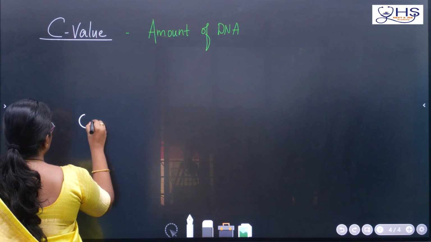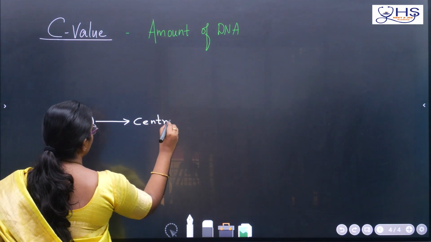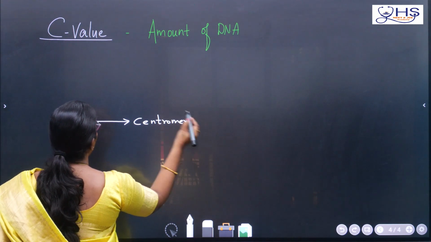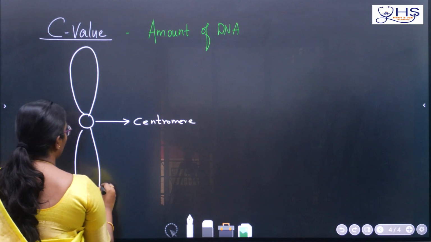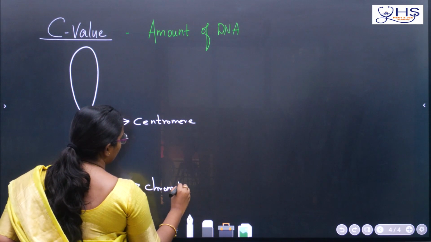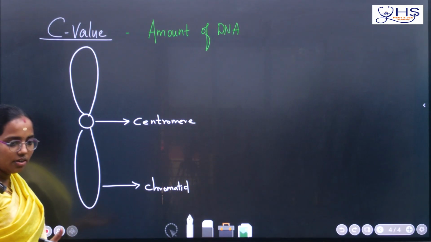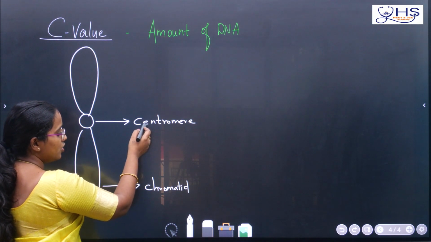So we are taking a chromosome. This is called the centromere. Over the centromere we have the chromatid. This is called what? Chromatid. Chromatin is different. Chromatid is different. This is chromatid. This is centromere.